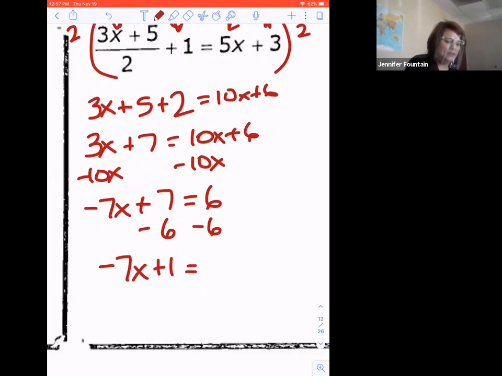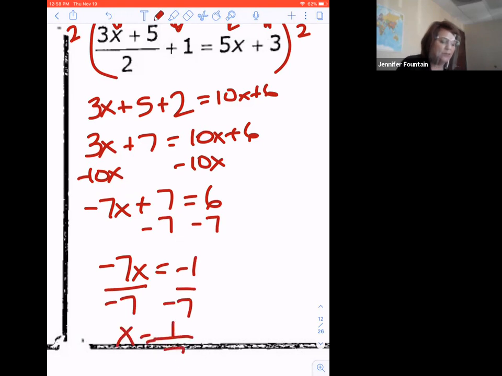That's not what I wanted to do. Not subtract 6, subtract 7. Let me fix that. Minus, I did it again. Good grief. Minus 7, minus 7. So I have negative 7x equals negative 1. Divide by negative 7, divide by negative 7. So x equals 1 over 7.